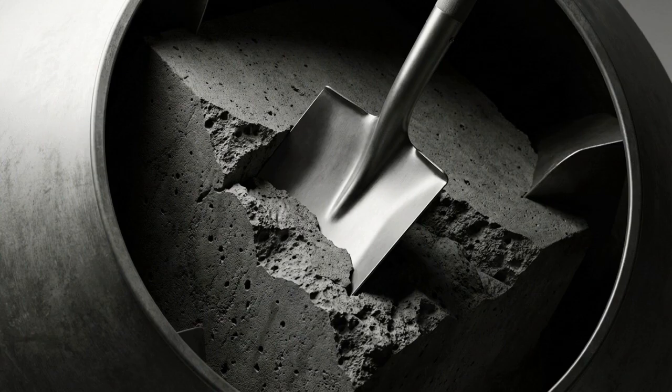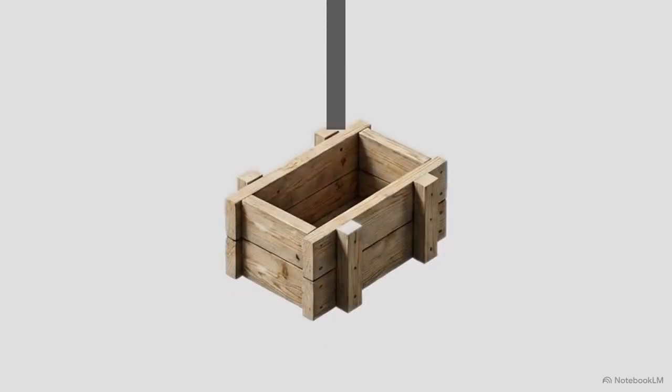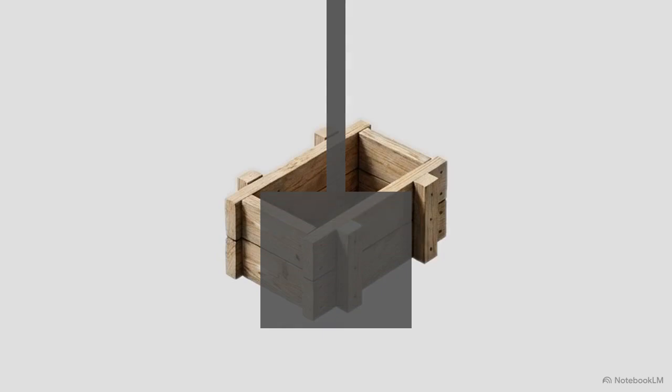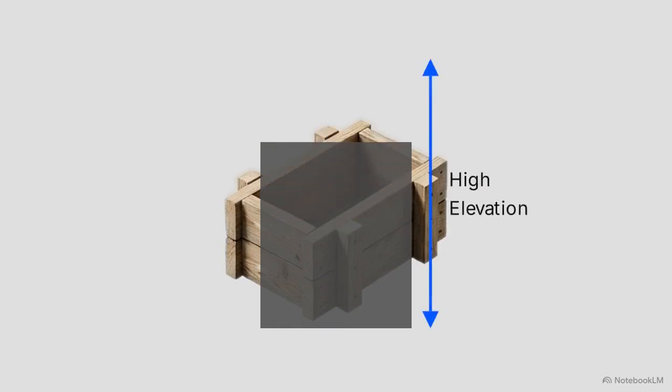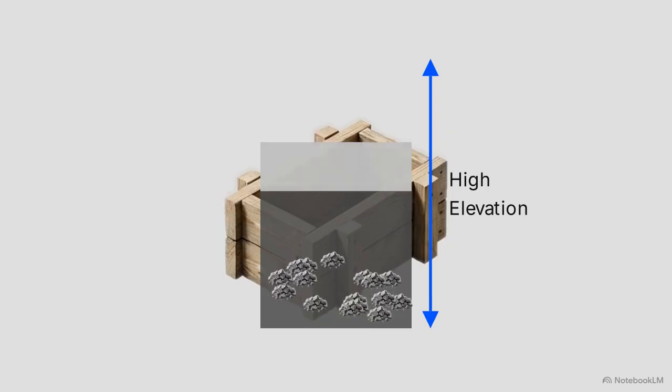If the chemical hardening begins before the concrete is in position, the materials will lock in place prematurely. Gravity presents a hazard during the pour. As this diagram shows, dropping concrete from high elevations causes the heavy gravel to separate from the mix and sink, leaving a thin, weak paste at the top of the formwork.